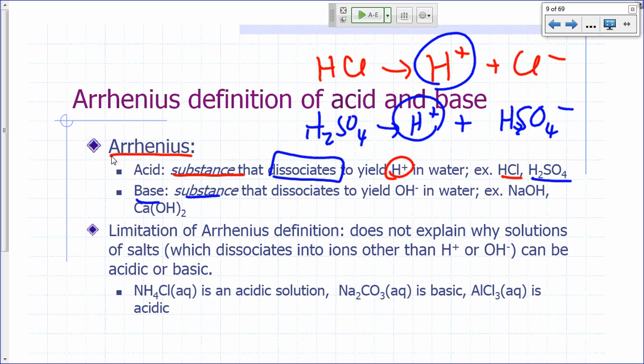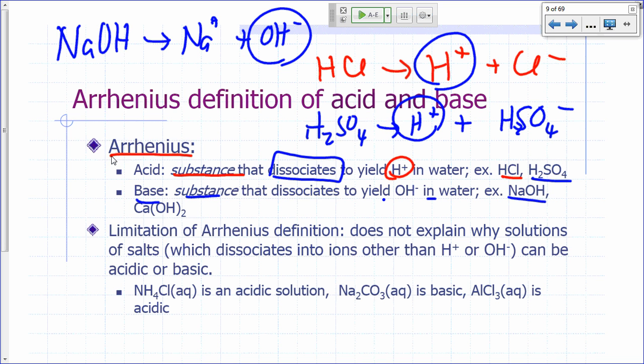A base, on the other hand, is a substance that yields hydroxide in water. So, for example, sodium hydroxide is made up of ions. When you put it in water, those ions are dispersed. You get hydroxide ions and sodium ions. It's these hydroxide ions that make the substance a base. It satisfies Arrhenius' definition of a base. Okay, a base, according to Arrhenius, is a substance that dissociates to yield hydroxide in water.